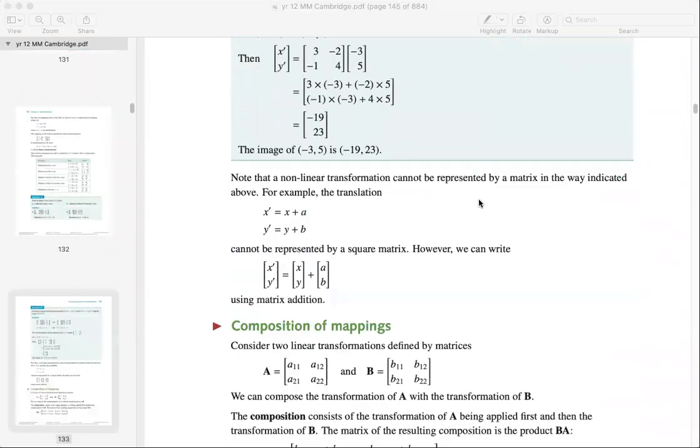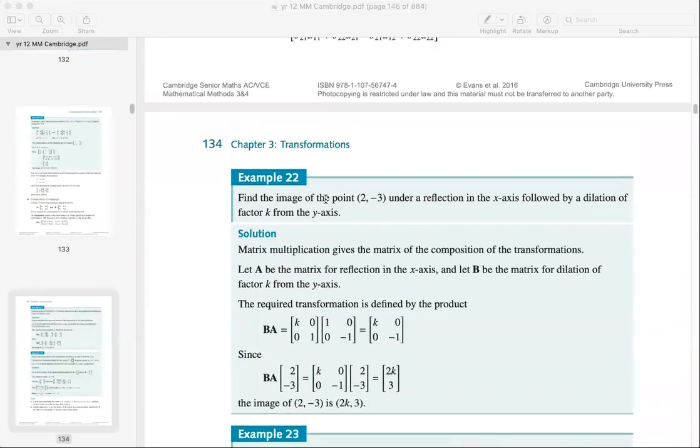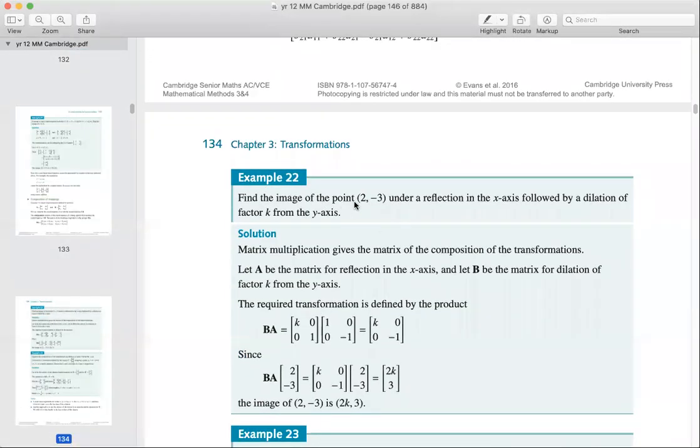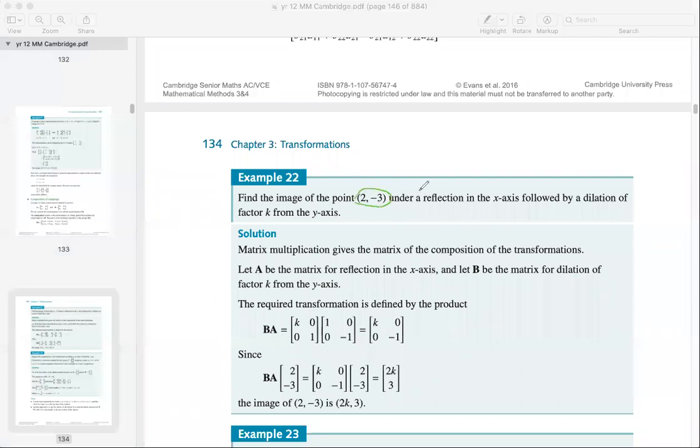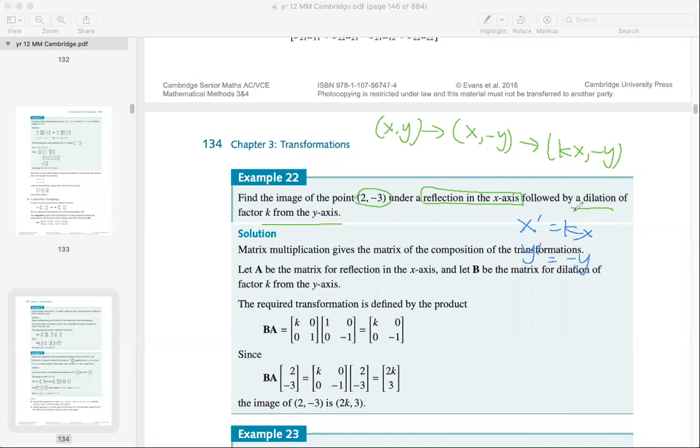So for example, let's look at this one. Find the image of the point under the reflection in the x-axis, so (x, y) reflecting in x, we change y, right? So it becomes (x, -y), and then followed by the dilation of factor k from the y-axis. From y, we change x, so it's (kx, -y), which means that x dash equals kx and y dash equals negative y, okay?